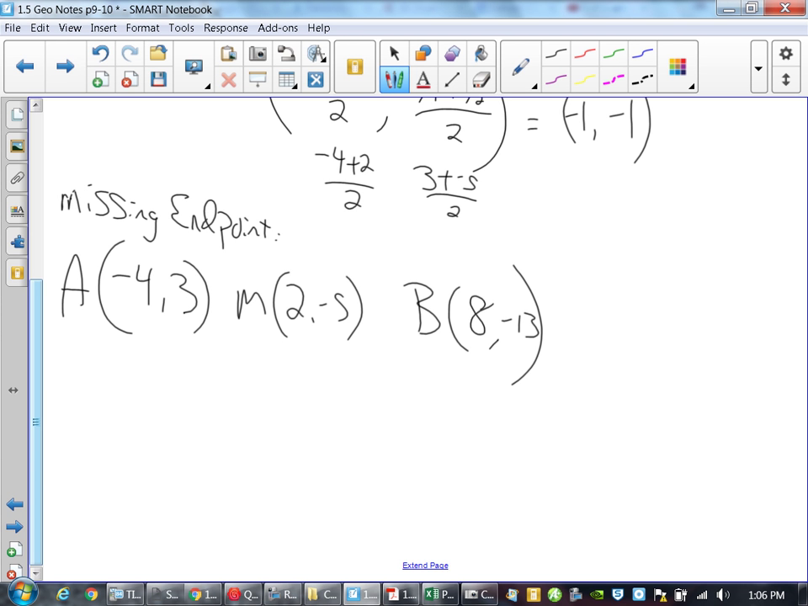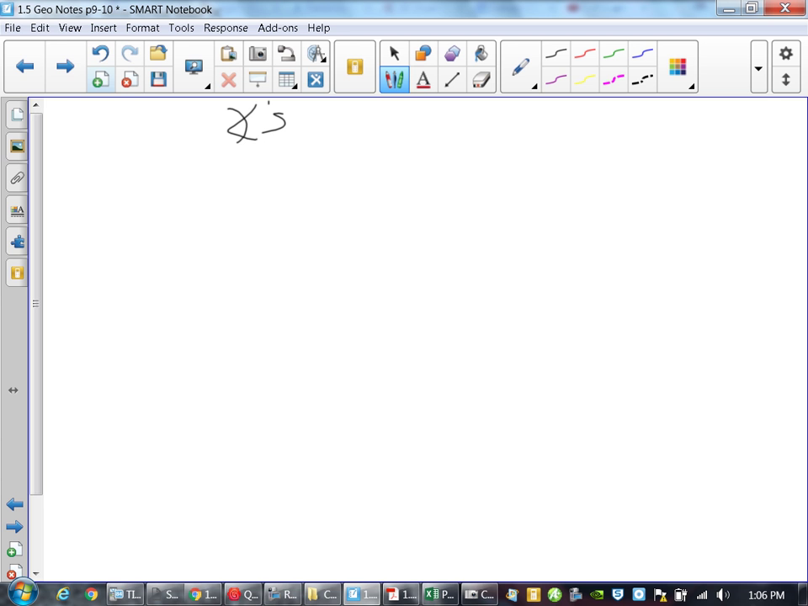After we did missing endpoints and all that, then we switched to angles. And when we talked about angles, we had, geez, I think there was like 10 different pictured parts of angles that we can look at. Let me show you. We went to angles.